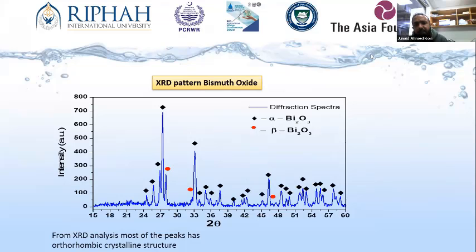And this is the XRD pattern. Why do we go for XRD? XRD actually tells which structure the material that we have synthesized has. So we have synthesized alpha beta, a mixture of particles, and it has an orthorhombic crystalline structure.